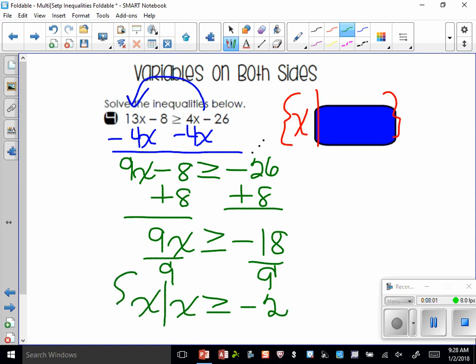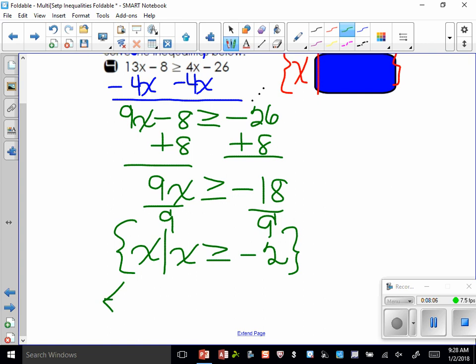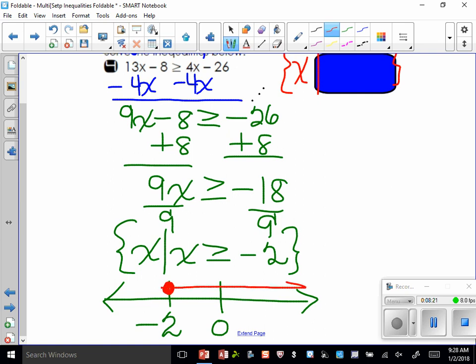And just put that in Set Builder notation. Make your number line. We'll indicate 0, and we'll indicate -2. Closed dot. And greater than is to the right. So that simply means any number that is -2 or greater would be a solution to the inequality problem.